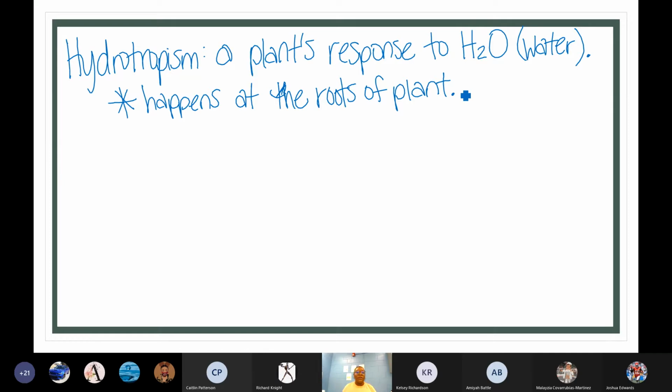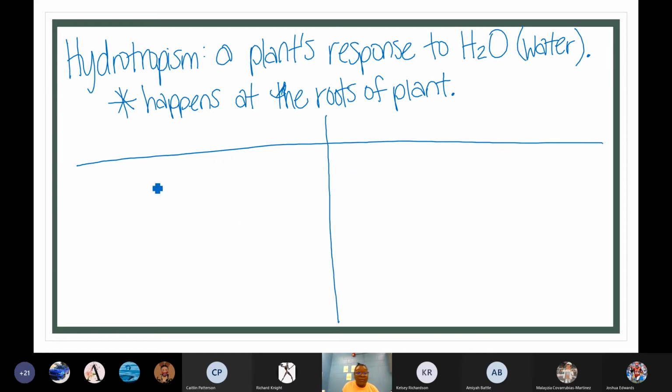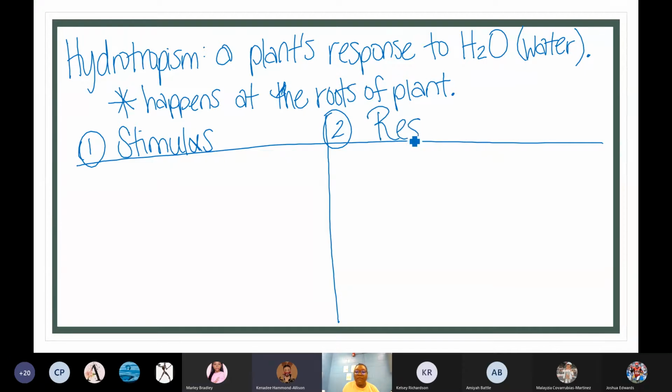So in our notes, let's go ahead and create a cause and effect model. But instead of me using the words cause and effect, can someone turn on their mic and let me know what word I would use here instead of cause? Stimuli. Stimulus, very good. And for number 2, instead of effect? Response. Response, very good. Please go ahead and mute yourselves.